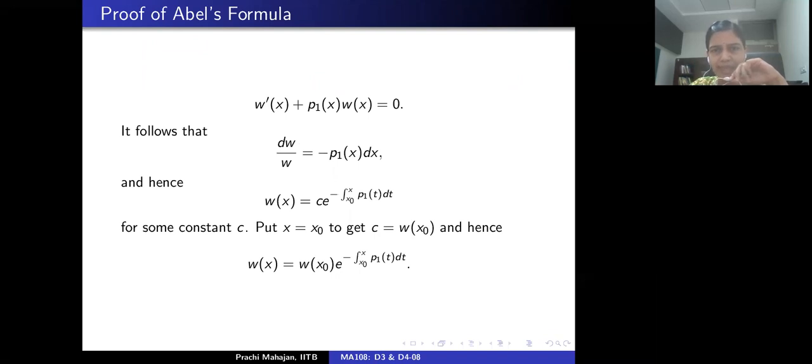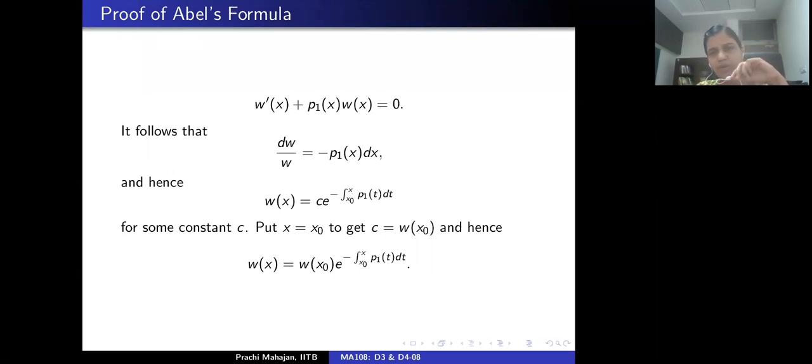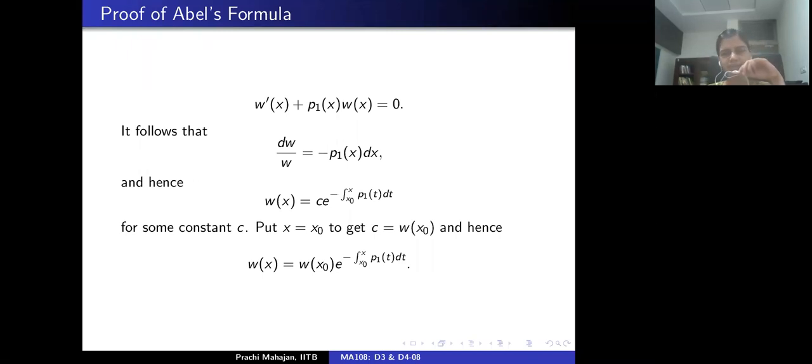W at x is going to be some constant of integration times an exponential, and the exponent is minus the integral from x naught to x of p1, right? For some constant c. And let's plug in x equal to x naught to evaluate this constant. The constant turns out to be the Wronskian evaluated at the point x naught. So what is given to us is Abel's formula for nth order differential equation.